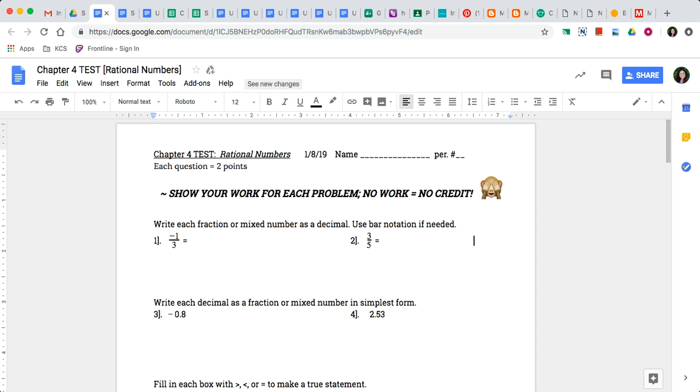All right, numbers 1 and 2. Write each fraction or mixed number as a decimal. Use bar notation if needed. You have number 1, -1/3, and number 2, 3/5.